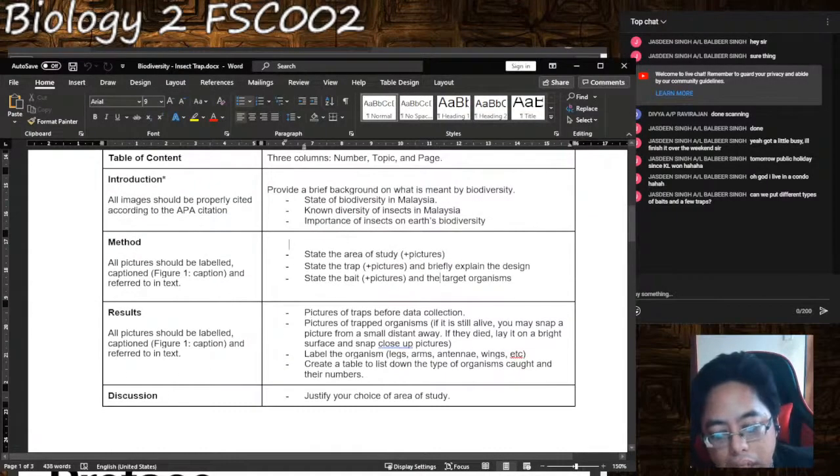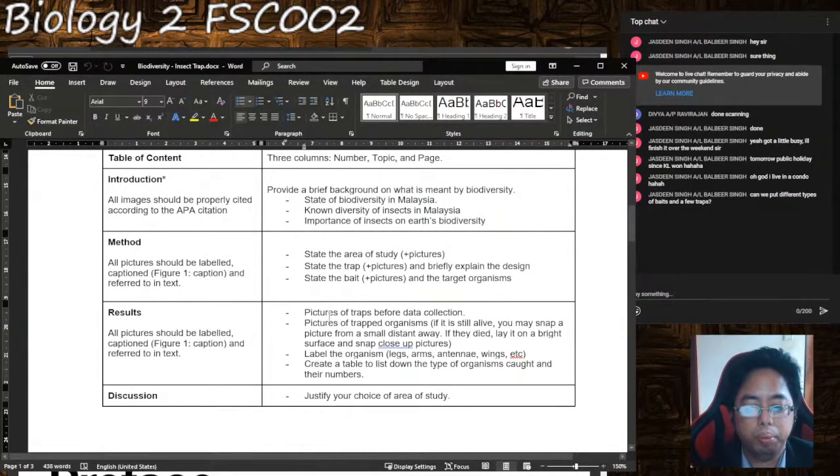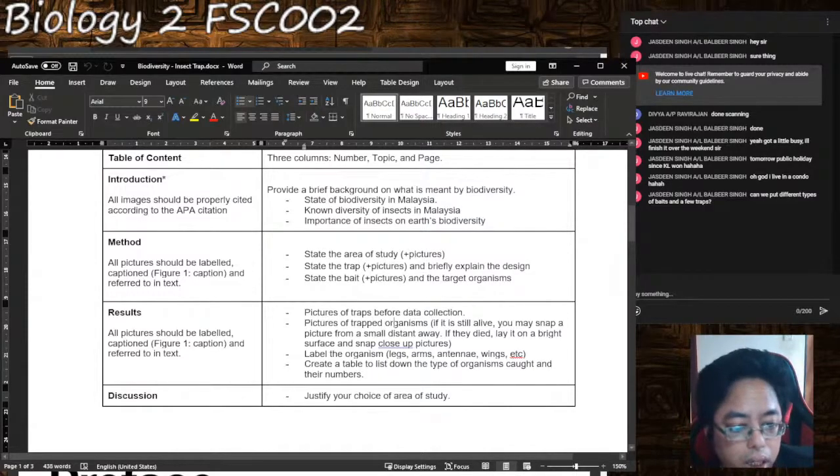And the third section will be results. You should put the picture of the trap before data collection, and then after, take a picture of the trapped organism. If it's alive, you can put a sample picture from a distance away. If they're dead, put them on a bright surface and snap close-up pictures. Label the organism: legs, arms, antenna, wings. And then you create a table to list the type of organism, code, and their number. So you have a table with the name and the number.